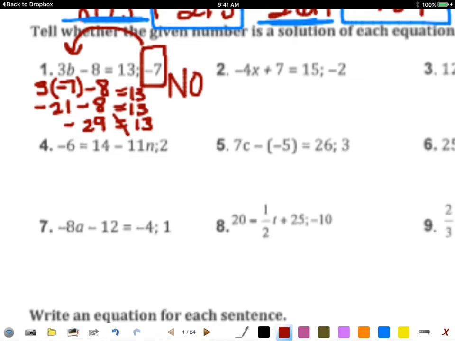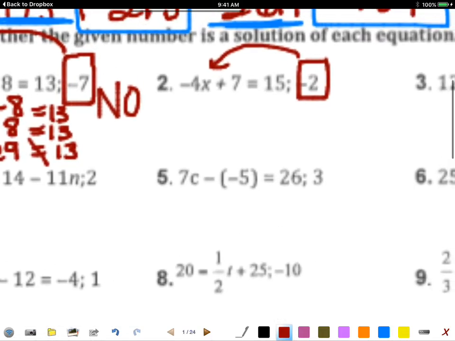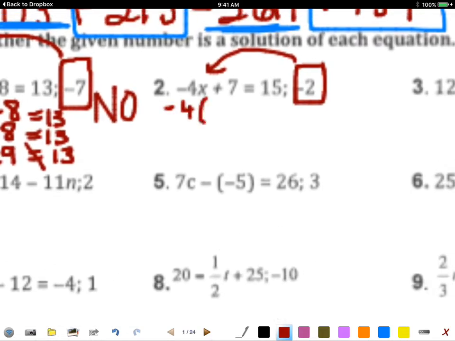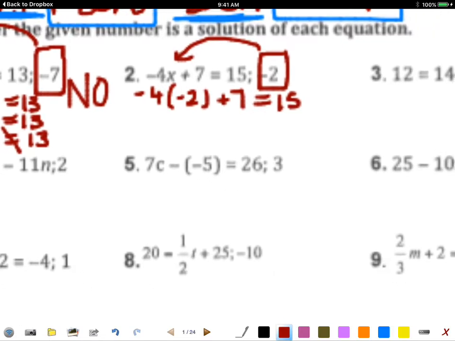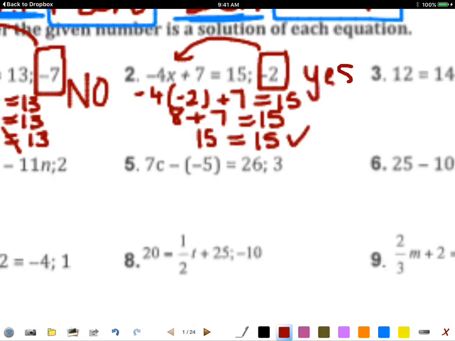Okay, number 2. Let's try this one. Plug in negative 2 for x. So we've got negative 4 times negative 2 plus 7 equals 15. Negative 4 times negative 2 is 8, plus 7. 8 plus 7 is 15. Do the sides match up? Yes. So I'm going to put a little check there, and I'm going to write yes. Negative 2 is a solution to that equation, because when we plug it in, the sides end up equaling each other.